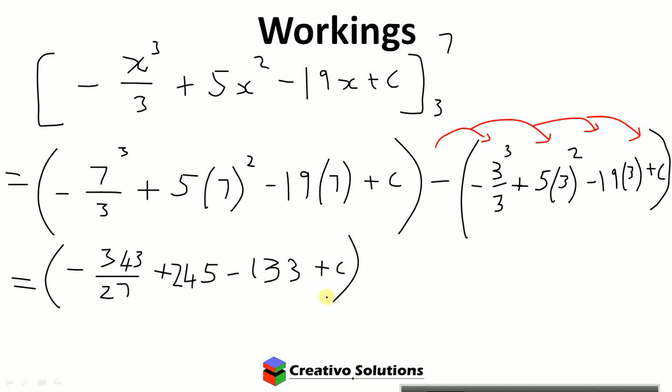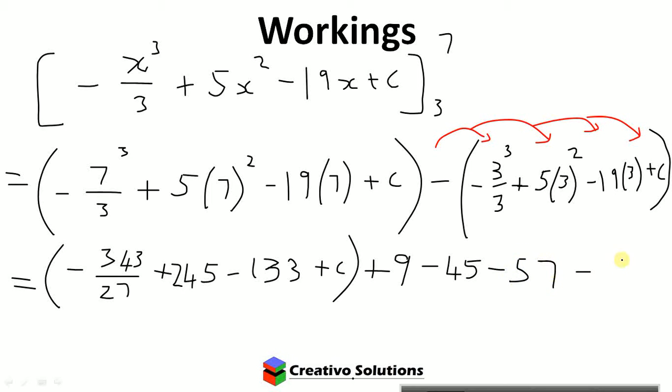Okay, let's get rid of this bracket now. So negative times that. Okay, 3 to the 3 is 27, so it'll be 3 squared, which is 9, so plus 9. 9 times 5 is 45, minus 45. Okay, 19 times 3, what is that? 27.